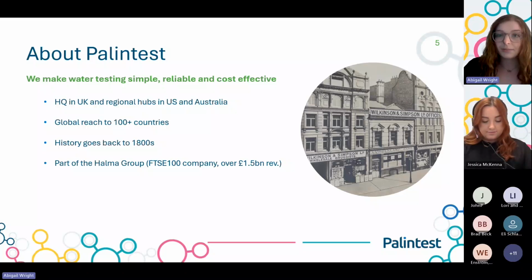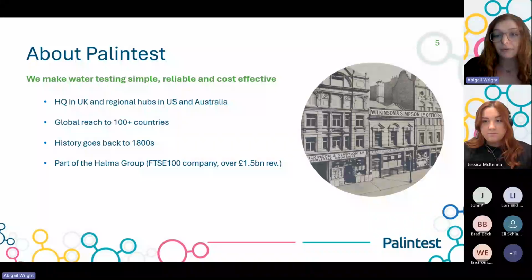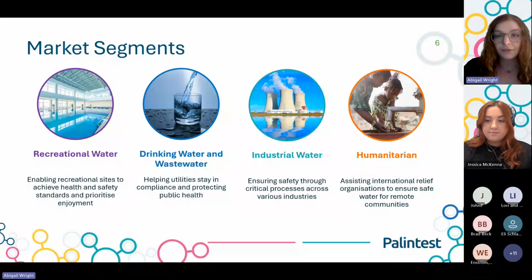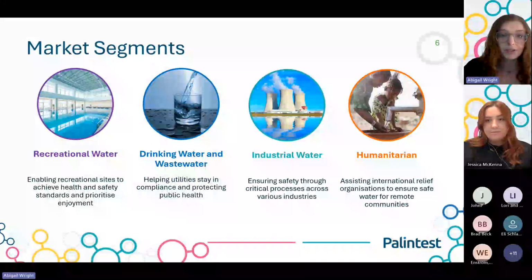Our aim is always to make water testing simple, reliable, and cost-effective. We have a headquarters in the UK with regional hubs in the US and Australia, from which we supply to over 100 countries globally. We have a history dating back to the 1800s, and we are part of the Halma Group, which is a global group of life-saving technology companies. We work across a variety of different markets, including drinking and wastewater, industrial water, the humanitarian sector, and of course, recreational water, which is what we're going to take a look at in further detail today.